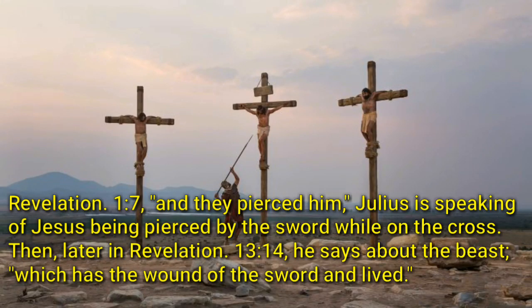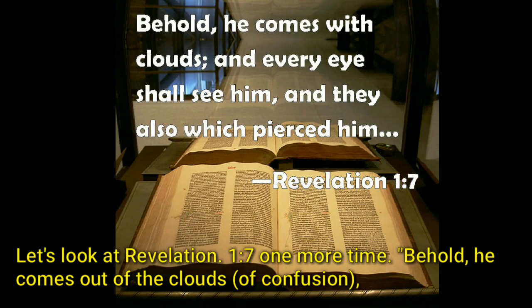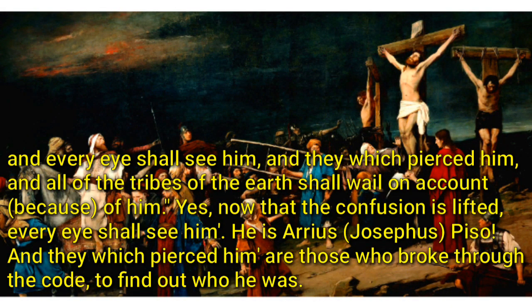Revelation 1:7, and they pierced him. Julius is speaking of Jesus being pierced by the sword while on the cross. Then, later in Revelation 13:14, he says about the beast, which has the wound of the sword and lived. Let's look at Revelation 1:7 one more time. Behold, he comes out of the clouds of confusion, and every eye shall see him, and they which pierced him, and all of the tribes of the earth shall wail on account because of him.